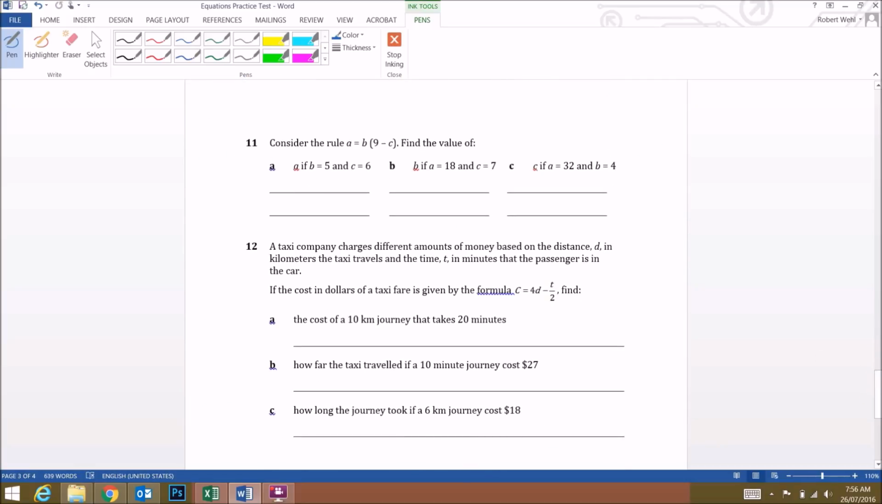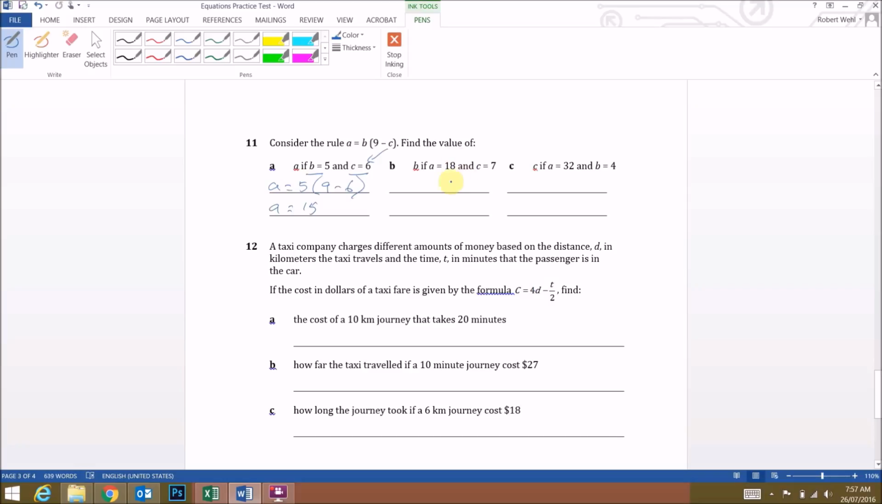All right, last page. Consider the rule A equals B, bracket 9, take away C. So once again, I just substitute in my values. So in this first one, I know the value of B and C. So A stays the same. A equals 5, bracket 9, take away 6, because that's the value of C. Okay, so 9 take away 6 is 3, and 5 times 3 is 15.